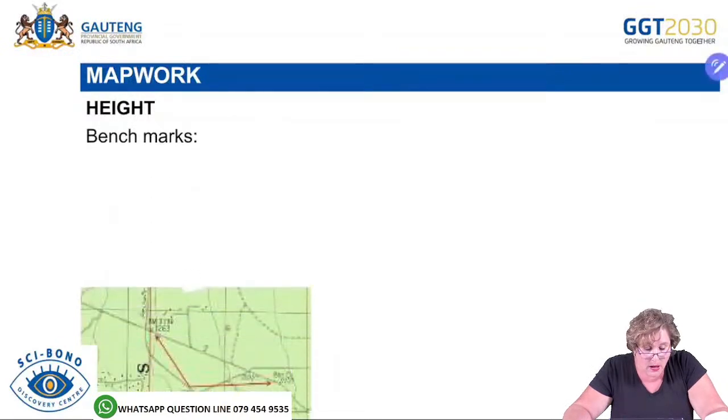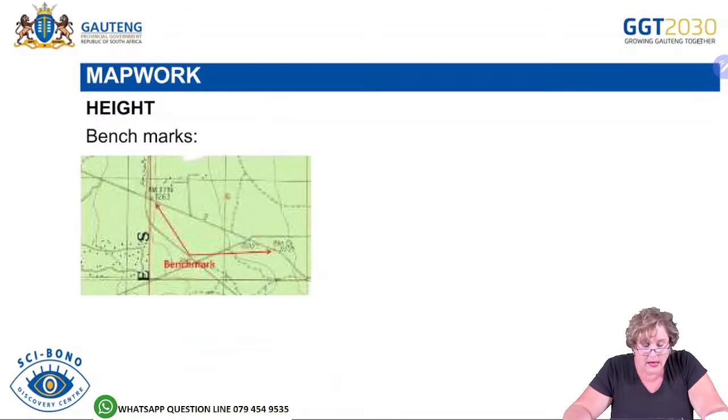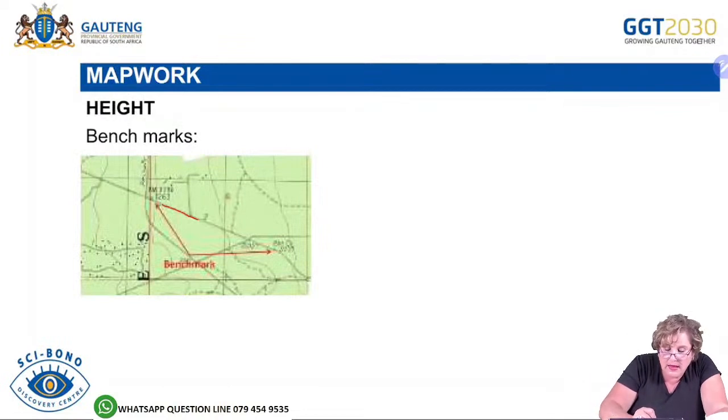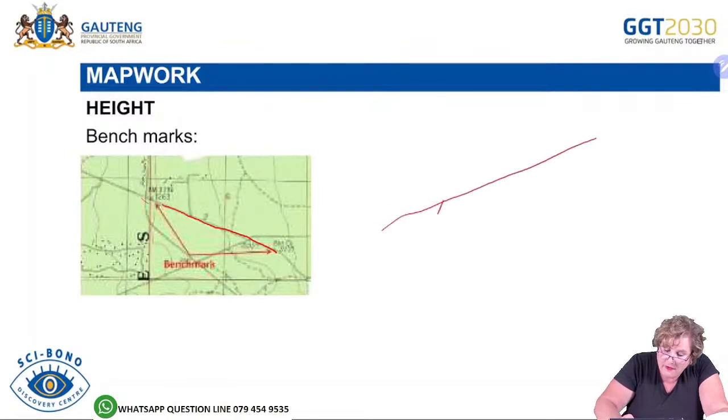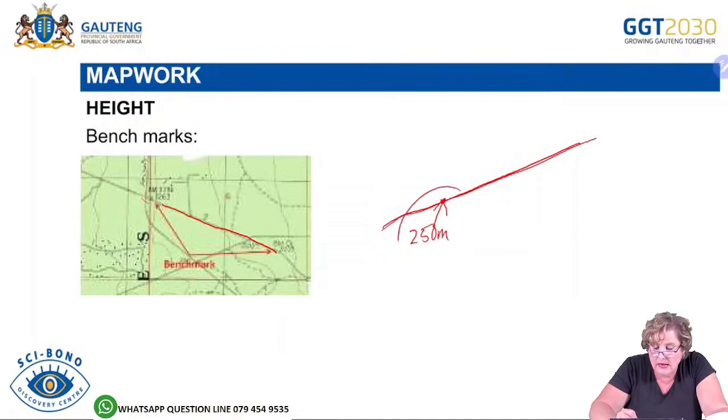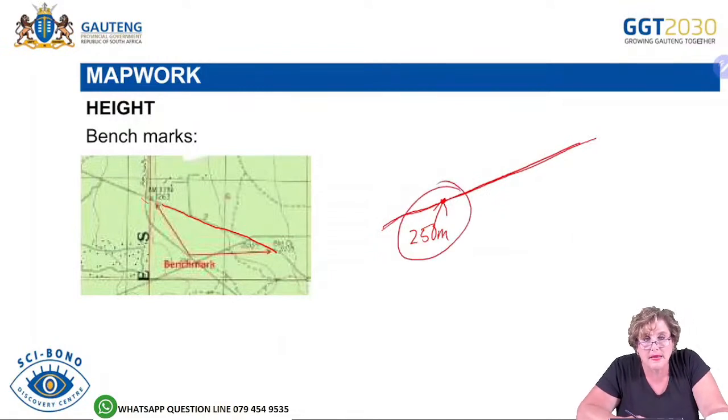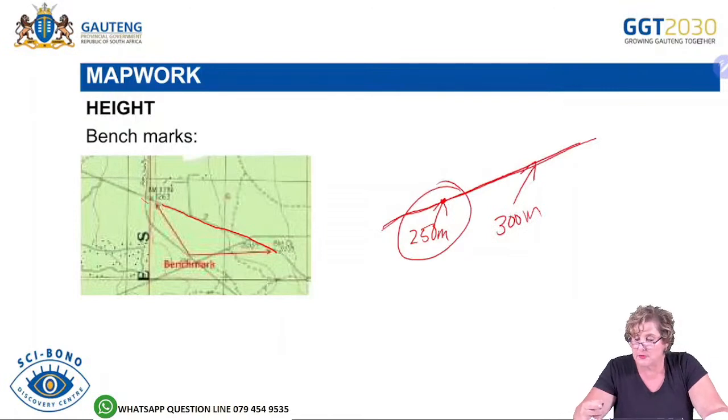Height is also shown by a benchmark. A benchmark tells me the height of the road. So if I have my road there, I will have an arrow, and that arrow will say 250 meters. That means at that specific point on that road, it is 250 meters above sea level. So a benchmark is the height of a road, indicated by an arrow and then the height of that specific area.